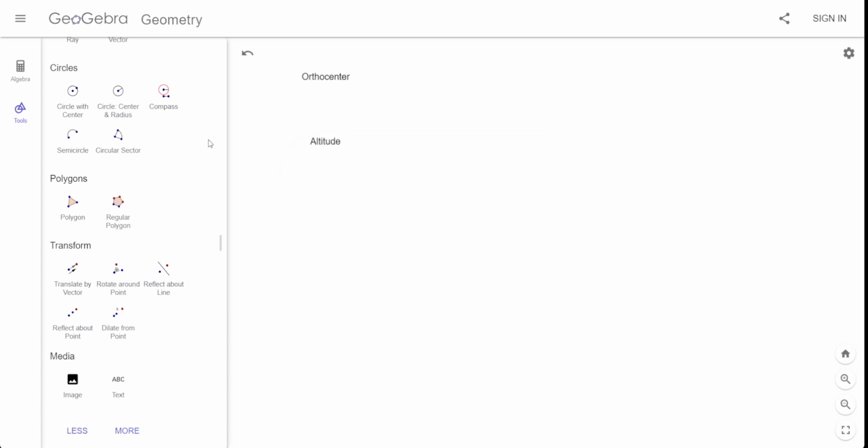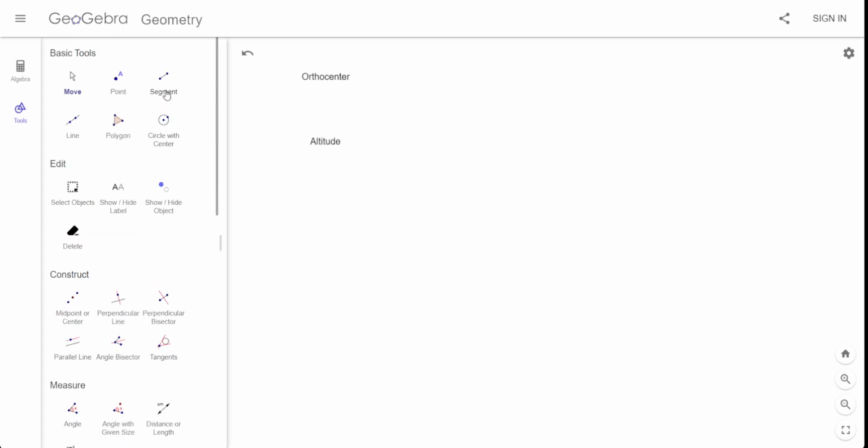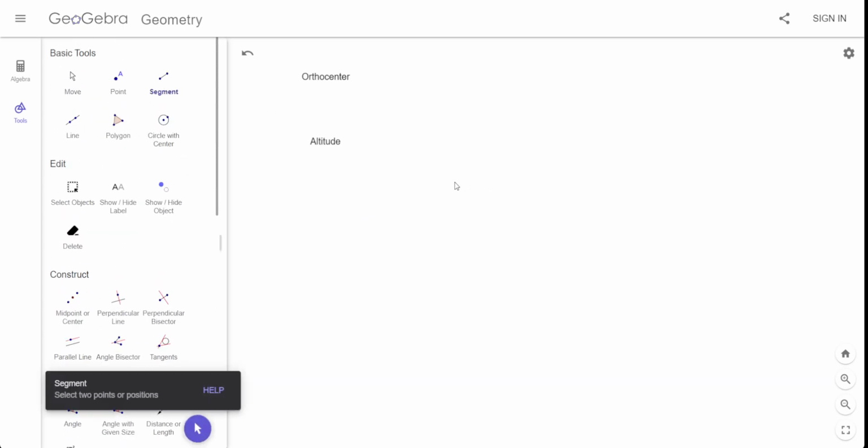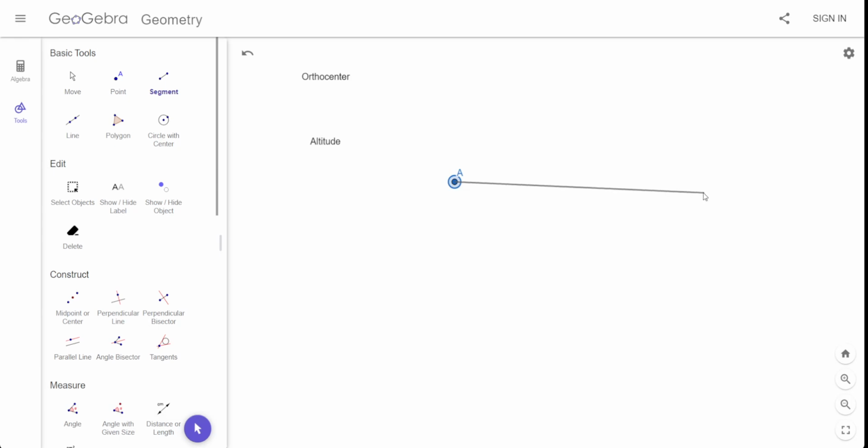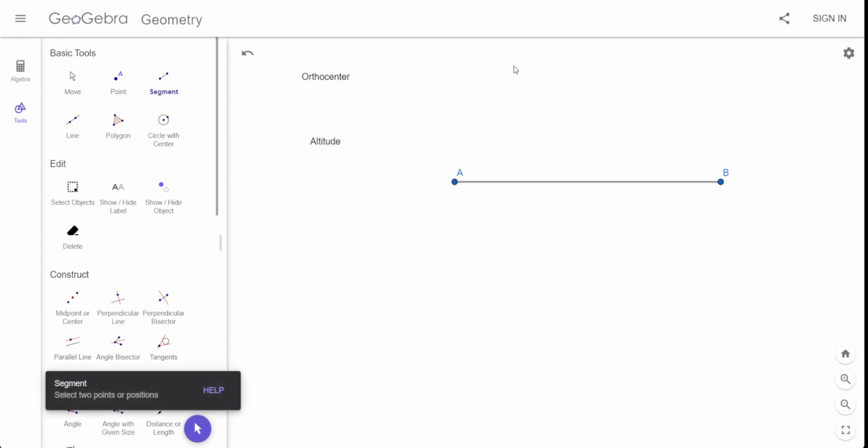Okay, now what in the world is an altitude? Well, I'm glad you asked because here's the answer. Here's the example that I always use. Altitude: how high it is.